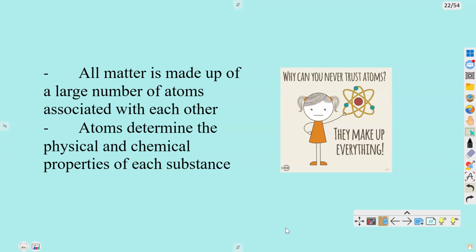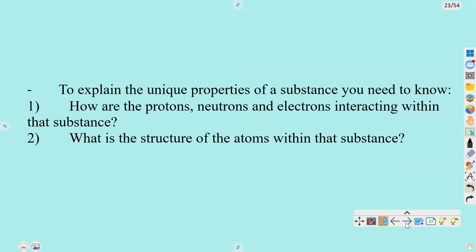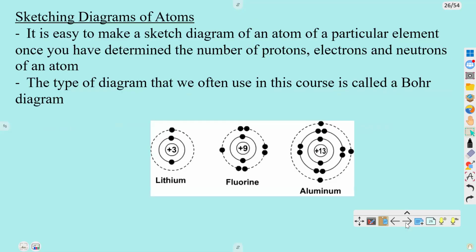Basically, since all matter is made up of atoms, and atoms determine the physical and chemical properties of each substance, when we know things like how many protons, neutrons, and electrons there are, how they interact with each other, and what the structure of the atoms within the substance are, it helps us understand the unique properties of various materials and substances that we come across. So let's jump over this practice and jump right into doing the diagrams.